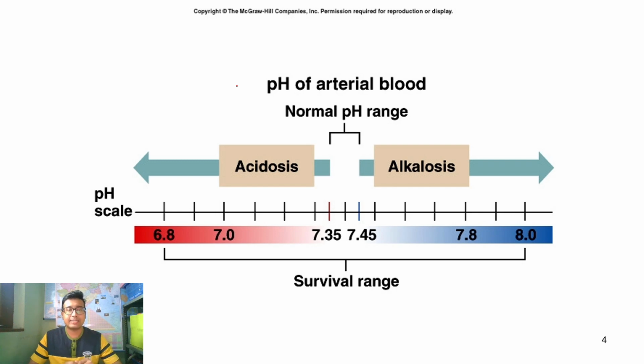So that being said, we should know the normal range of pH and when we will call a case acidosis or alkalosis. The normal pH, the homeostatic range, is 7.35 to 7.45. Above 7.45 is alkalosis, and below 7.35 is acidosis.